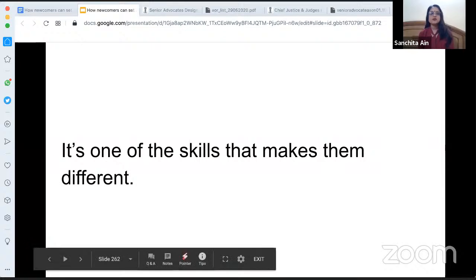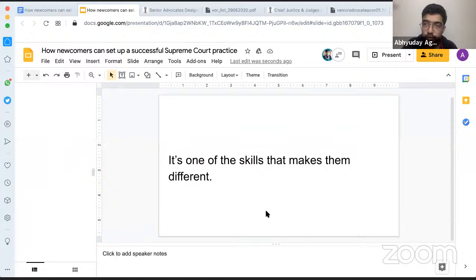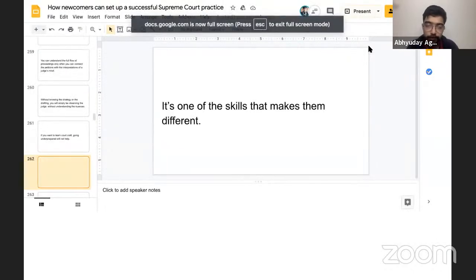It got stuck. It's okay. I'll go into presentation mode again. There was a keyboard shortcut that got pressed. Started now.